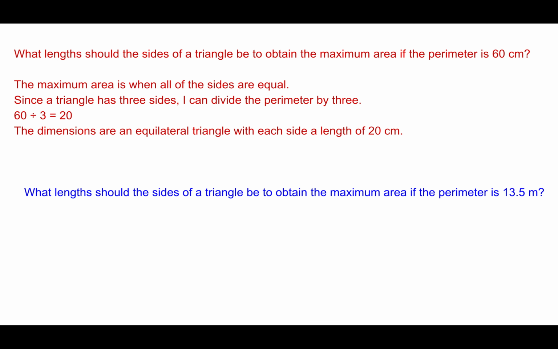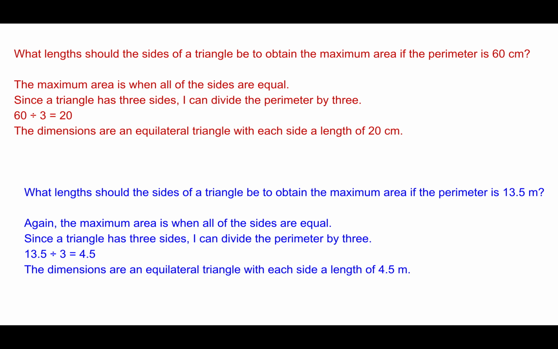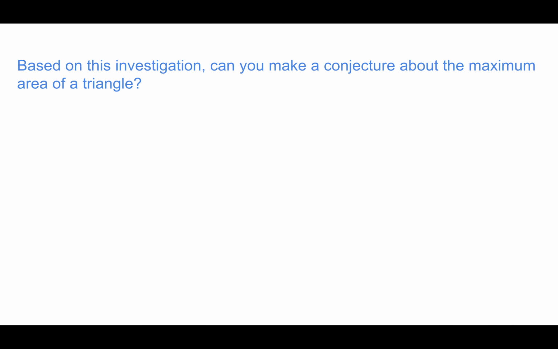Well, what length should the sides of a triangle be to obtain the maximum area if the perimeter is 13.5 meters? Again, the maximum area is when all the sides are equal. The triangle has 3 sides, so we're going to divide the perimeter by 3. So 13.5 divided by 3 is 4.5. So the dimensions are an equilateral triangle with each side being 4.5 meters.